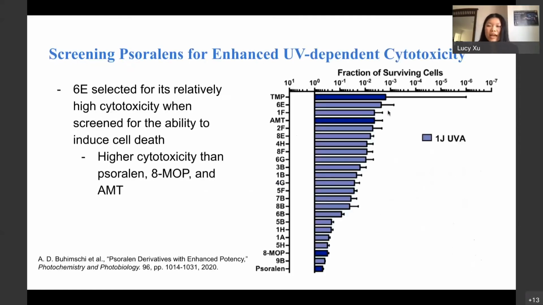Our colleagues at Duke University also screened a library of 73 newly synthesized sorrelins for enhanced UV-dependent cytotoxicity, and you can see the results at the right. 6C in particular is around the top. It's the second one at the top, and it was selected for its relatively high cytotoxicity when screened for the ability to induce cell death. And we can see that it has a higher cytotoxicity than sorrelin, 8-MOP, and AMT, which were the 3 sorrelin derivatives that I mentioned before.